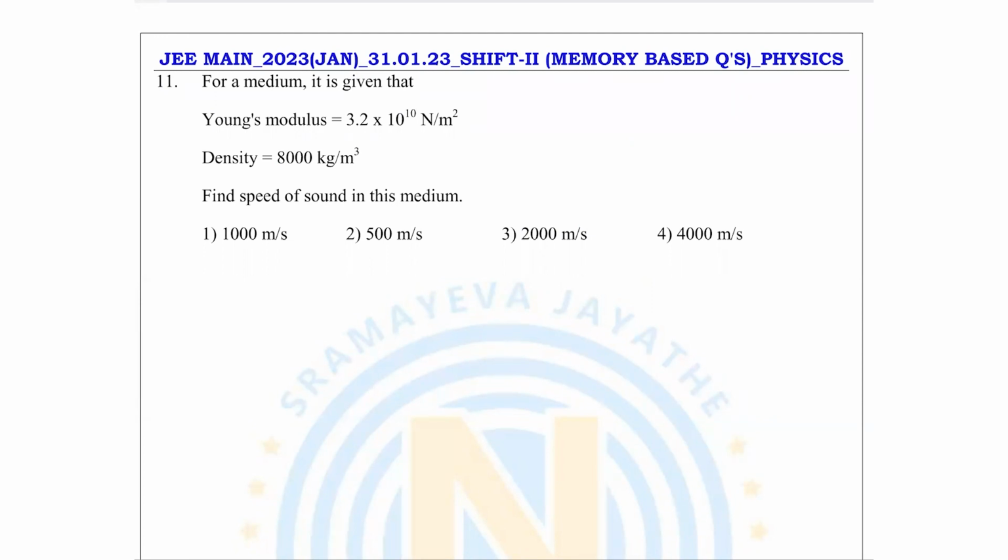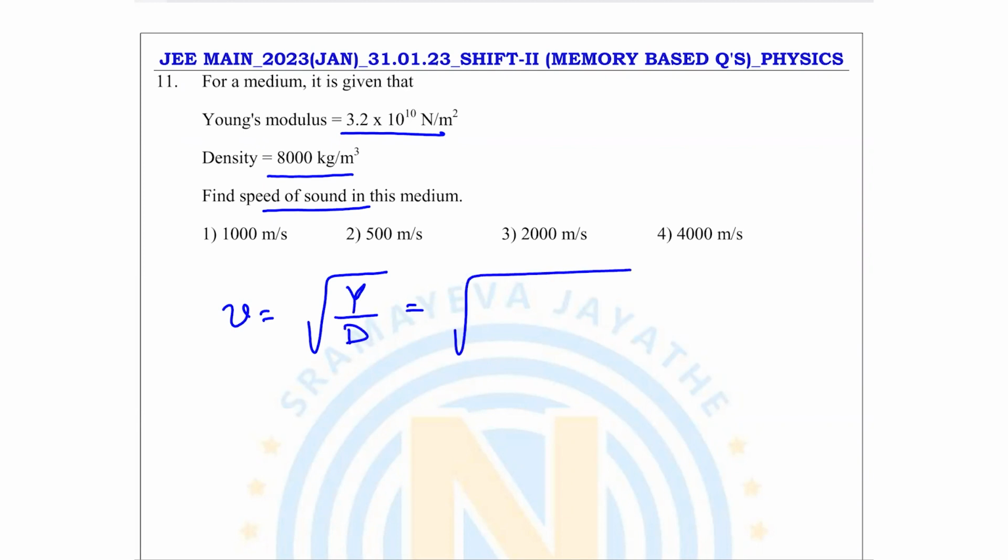Suppose we have a medium, we are given Young's modulus, we are given density, we have to find the speed of sound. This is a direct formula based question. Velocity is a square root of modulus of elasticity divided by density. So modulus of elasticity is 3.2 into 10 to the 10 and the density is 8,000. Note that all the values are in SI units. So no worries, we can simply solve it.